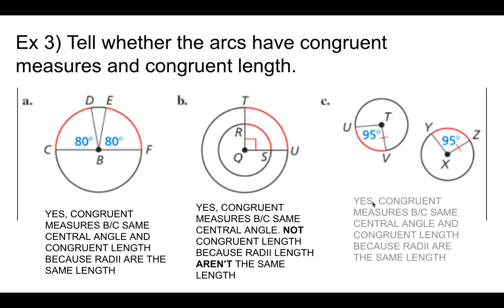So that means that yes, they are congruent in measure because both their central angles are 95 degrees, which means arc UV and arc YZ will be the same in degrees. And then they are also congruent in length because if they both have the same radius and they both share the same central angle, that tells us that that length will also be congruent to each other.